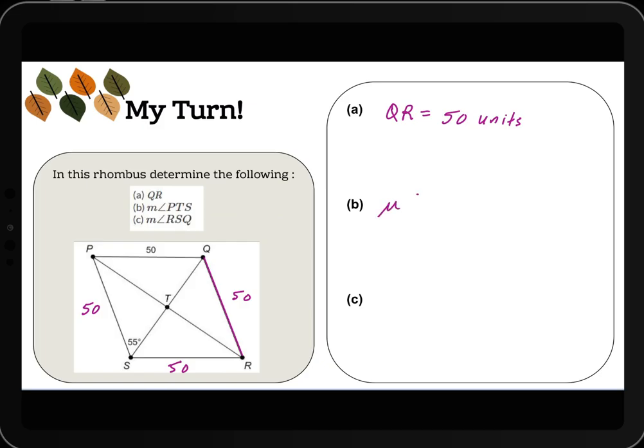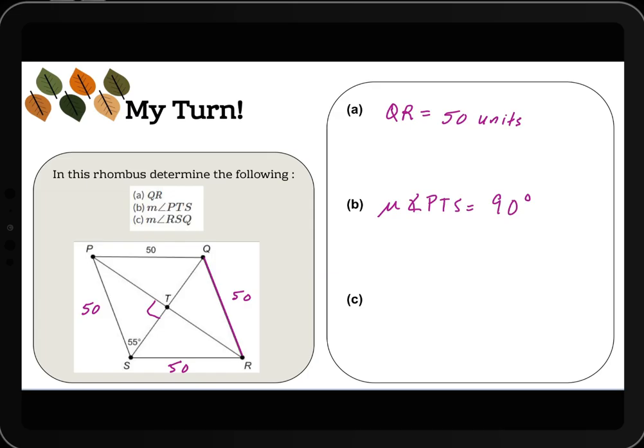For the measure of angle PTS, PTS is going to be located in the middle, and we recognize that that forms a 90-degree angle because the diagonals are perpendicular, right? So remember that the diagonals have to be perpendicular in a rhombus.